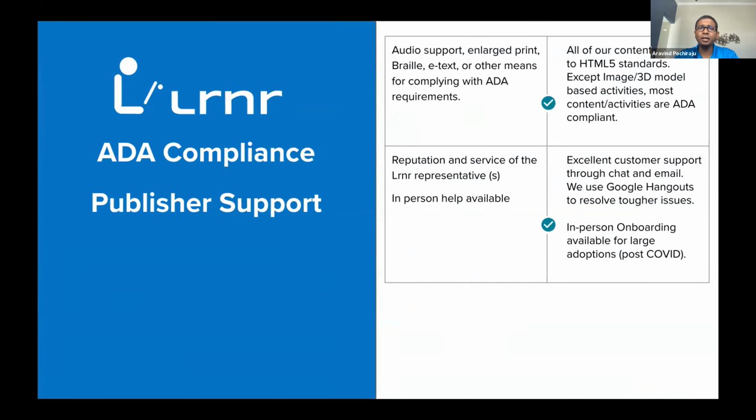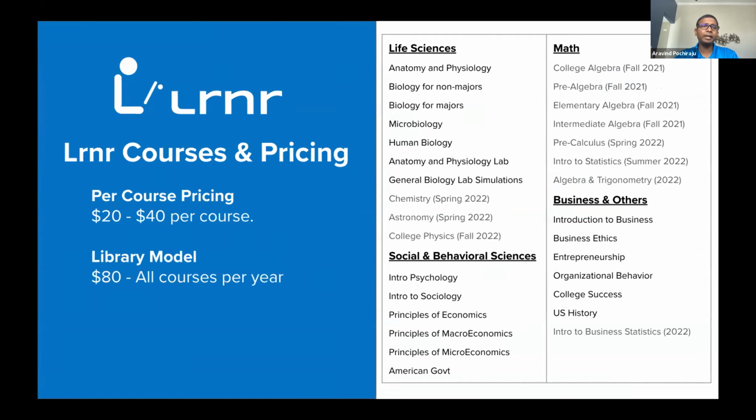We are available 7 days a week. So please review the unfiltered reviews that instructors have given us on OpenStax to get some feedback. In terms of the Learner courses and pricing, these are all the courses we have, and there are dates available on when we plan on releasing the other courses. It's $20 to $40 for each of these courses.